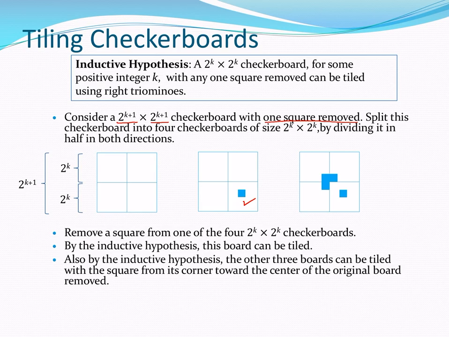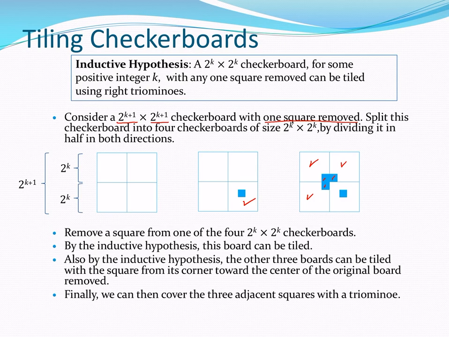So here I've removed 3 more squares from each of the other checkerboards, and by the inductive hypothesis I can now tile these 3 checkerboards. They're 2 to the k by 2 to the k with 1 square removed. And then finally, and I think you can see this now, we will be able to tile these three adjacent removed squares in the center of the checkerboard with a single triomino.